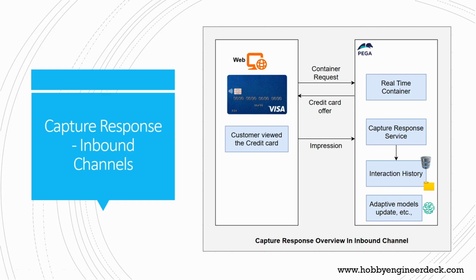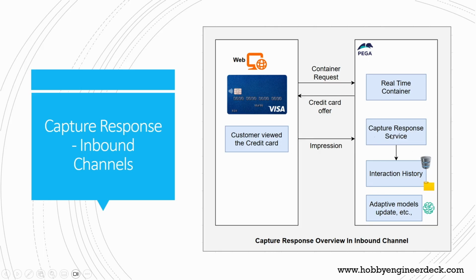Now let us say the customer viewed the credit card, or accepted the credit card, or clicked the credit card, whatever it is. That means some kind of action is happening on the offer which we have sent earlier. So now we have to send the outcome of that offer, right? We have to capture that. In our case, we can call it an impression. This impression will be captured by Pega using a service called the capture response service.